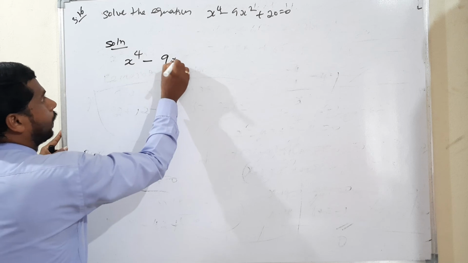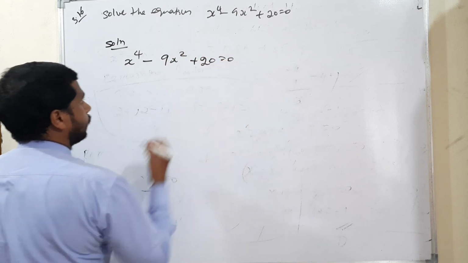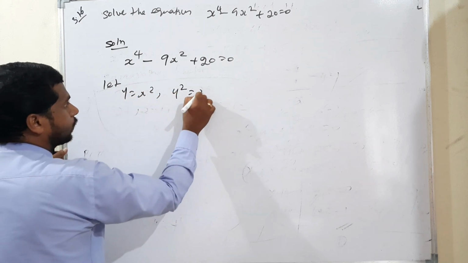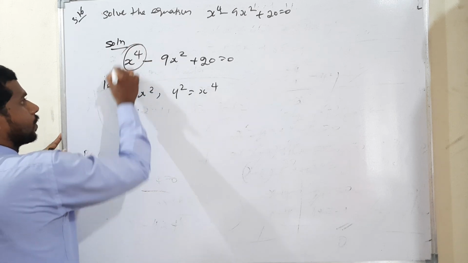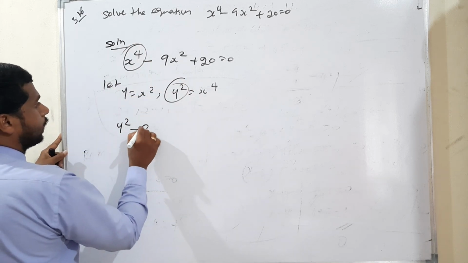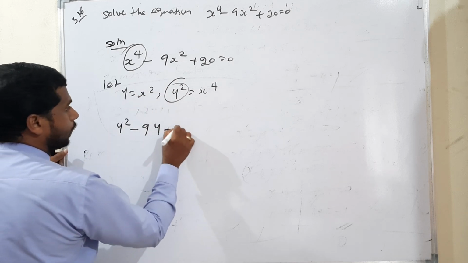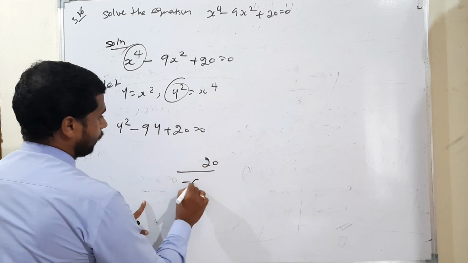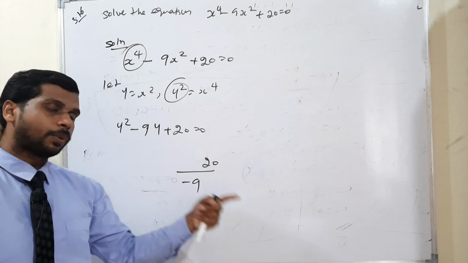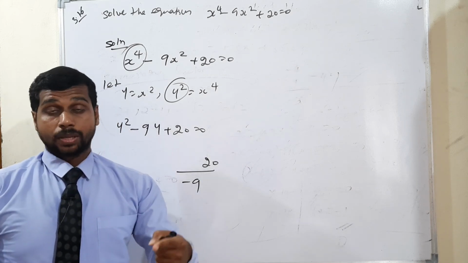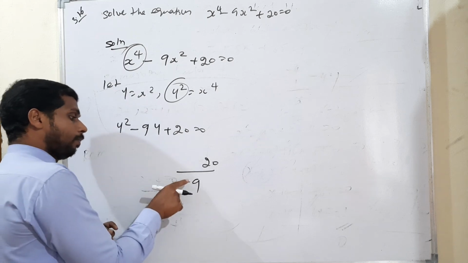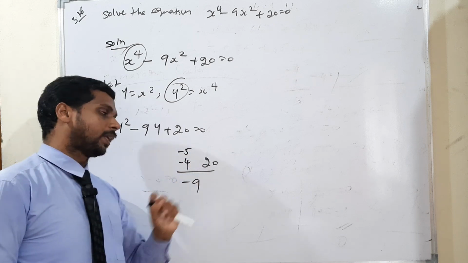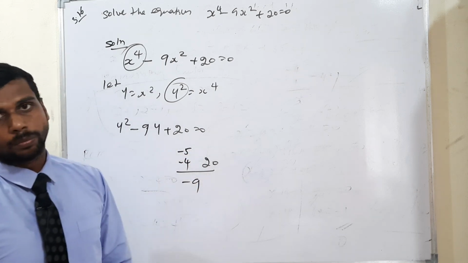x to the power 4 minus 9x square plus 20 is equal to 0. Let y is equal to x square, means squaring both sides, y square is equal to x to the power 4. Now instead of x to the power 4 we can take y square. So y square minus 9y, since x square is y, then plus 20 is equal to 0. Now the sum product rule: product positive 20, sum minus 9. I told you if the product has a positive sign, select the same sign, both positive or both negative. Here the sum is negative, so definitely we can say negative 5 and negative 4, because negative 5 into negative 4 means positive 20, negative 5 plus negative 4 means negative 9.